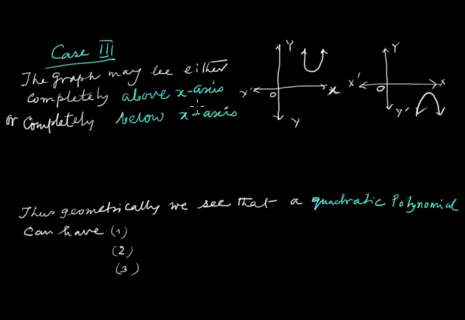And in case 3, the graph may be either completely above the x-axis or completely below the x-axis. That means it never cuts the x-axis, and it indicates there is no zero.